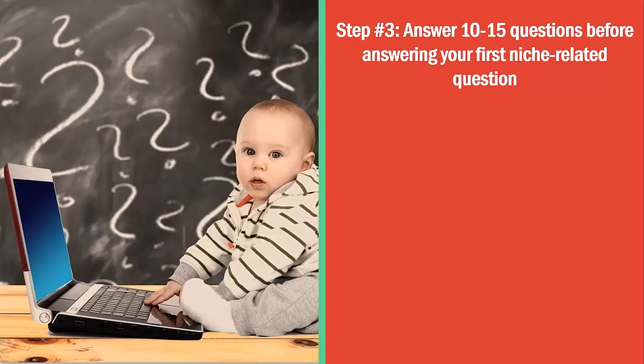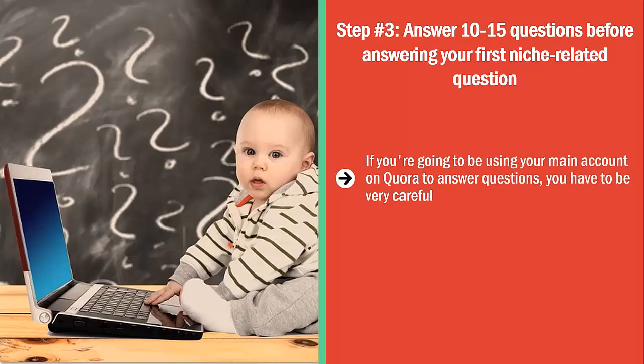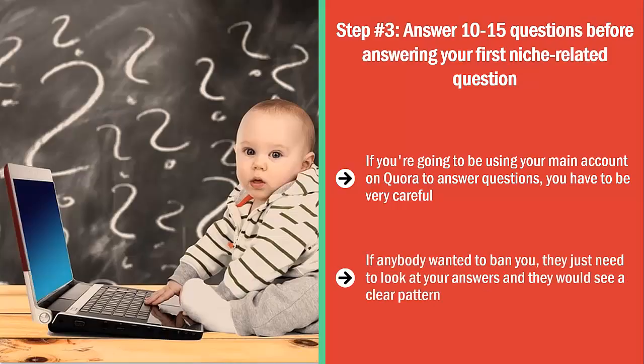Step number 3. Answer 10 to 15 questions before answering your first niche-related question. If you're going to be using your main account on Quora to answer questions, you have to be very careful. You can't just answer all questions that are directly related to your niche and forget about everything else. If anybody wanted to ban you, they just need to look at your answers and they would see a clear pattern. It's obvious that you were just answering only a certain type of question and dropping your link all over the place. That's a dead giveaway. Don't do that. Instead, answer 10 to 15 questions across a wide range of topics before answering a question that is directly related to your niche.